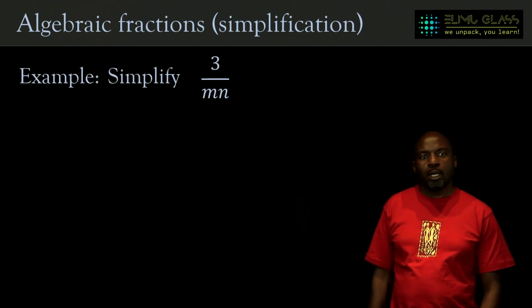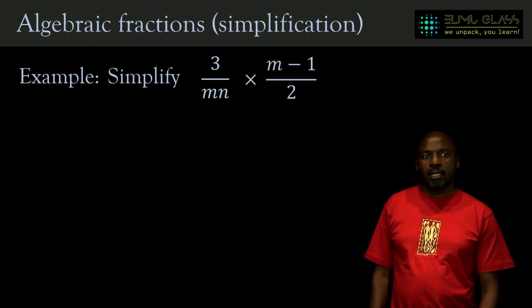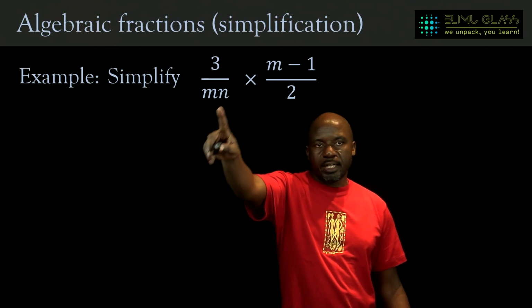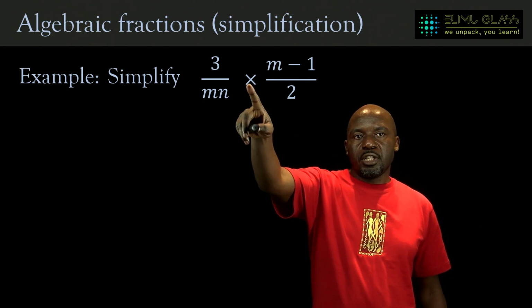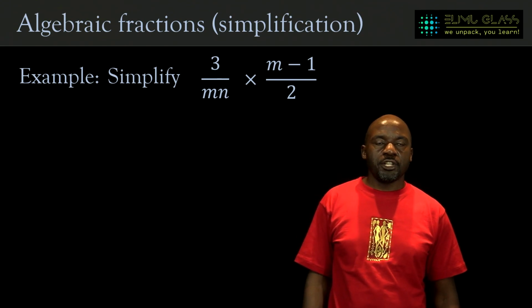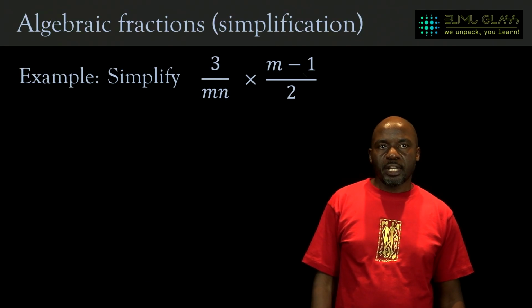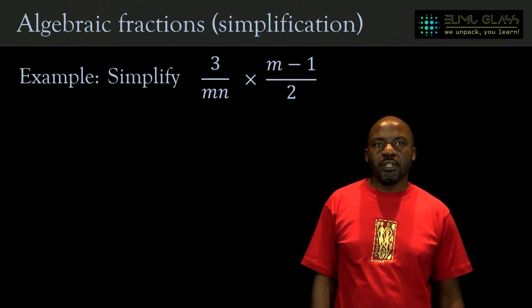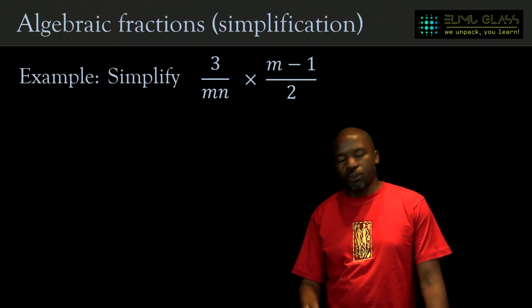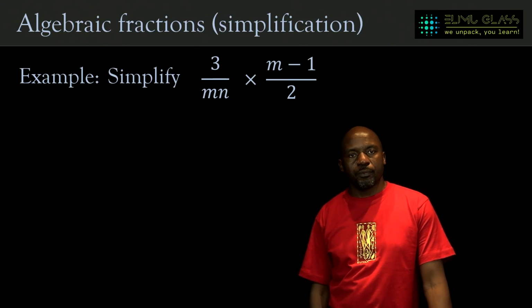Simplify 3 over mn multiplied by m minus 1 over 2. So this is no longer addition or subtraction, it's now multiplication. So we use the same rule that we use for multiplication of fractions. Okay, try it out. You can pause the video and try the question out before continuing to see the solution.